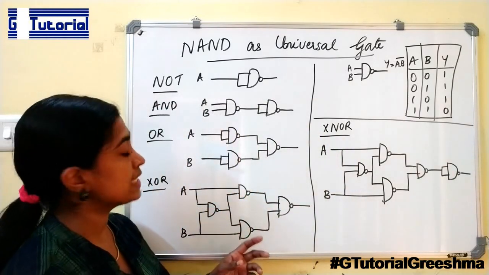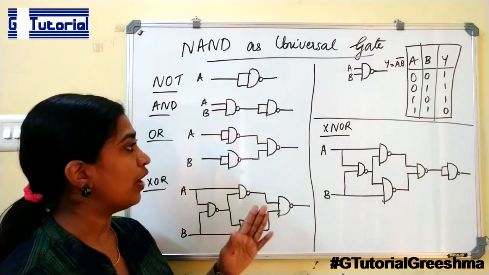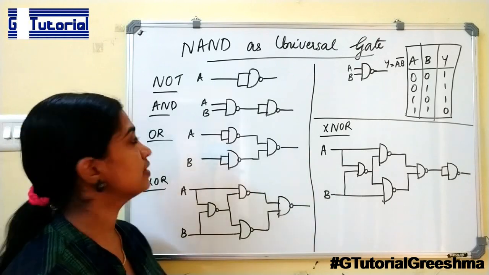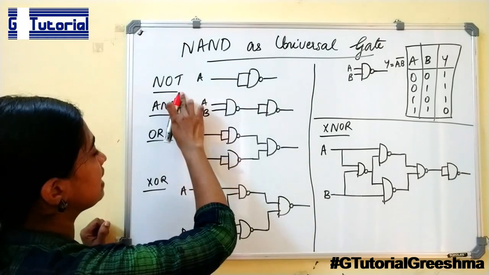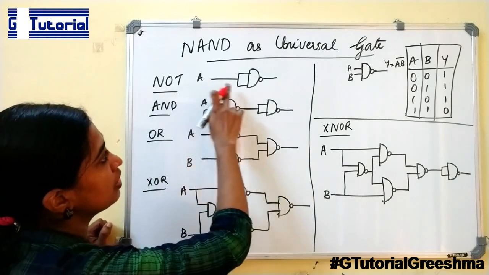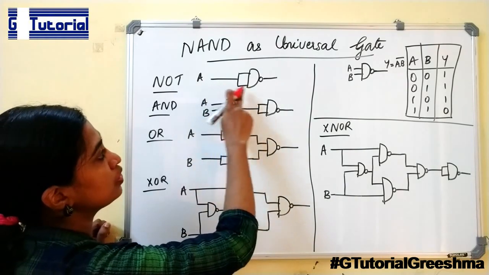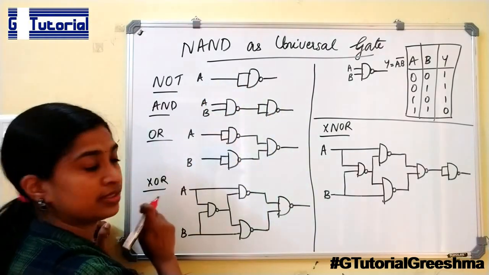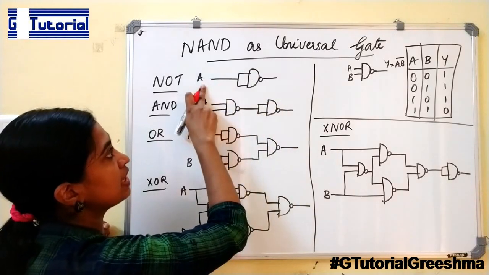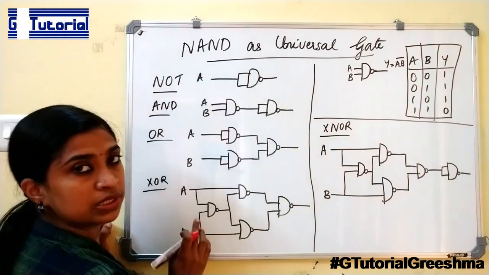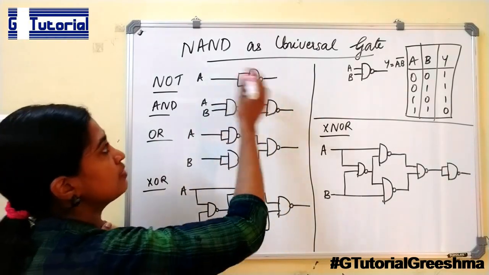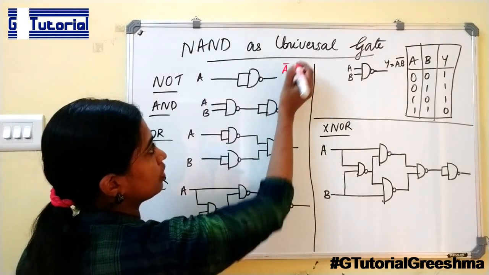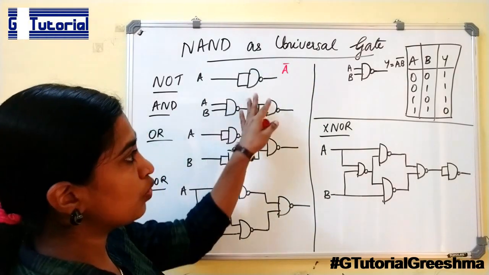So, we can see how we are implementing other gates using this NAND gate. First, let us see the NOT gate. If you give the input to a NAND gate like this, that is, to both terminals we are giving the same input, then we will obtain a NOT gate. That is, we will obtain A bar at the output. We can see how this happens.